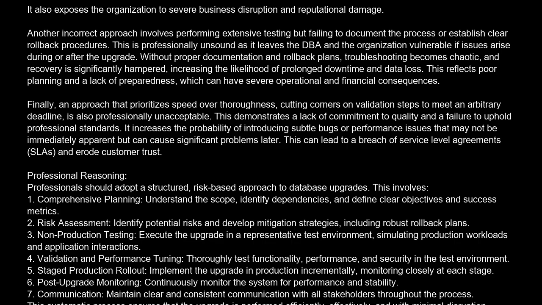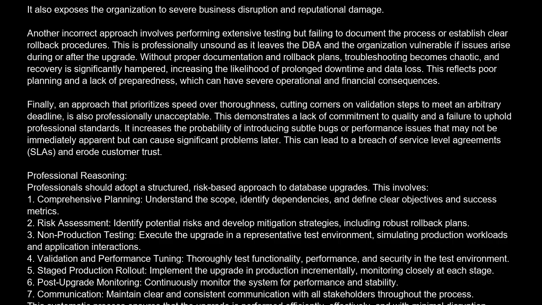Another incorrect approach involves performing extensive testing, but failing to document the process or establish clear rollback procedures. This is professionally unsound as it leaves the DBA and the organization vulnerable if issues arise during or after the upgrade.